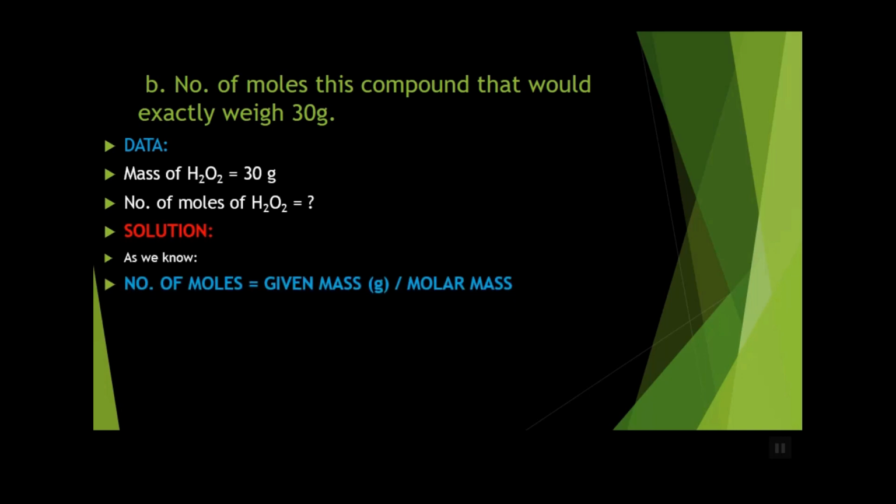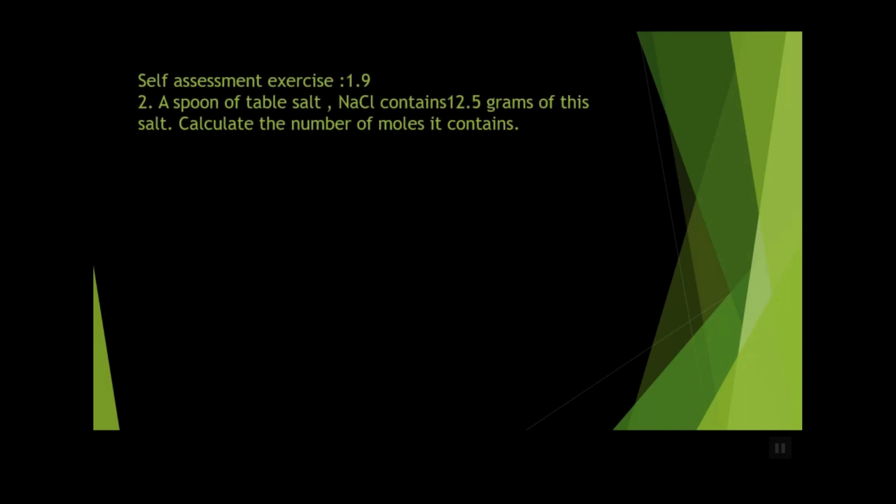Now as we know, just apply the formula. Number of moles is equal to given mass divided by molar mass. Therefore put the values in the above formula. Number of moles is equal to 30 divided by 34. 30 is the given mass and 34 is the molar mass. So we get the answer 0.882 moles of H2O2. That is our answer. Self-assessment exercise 1.9.